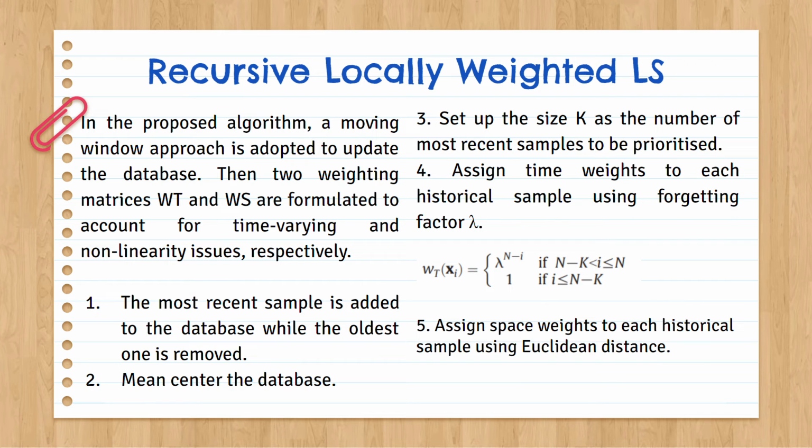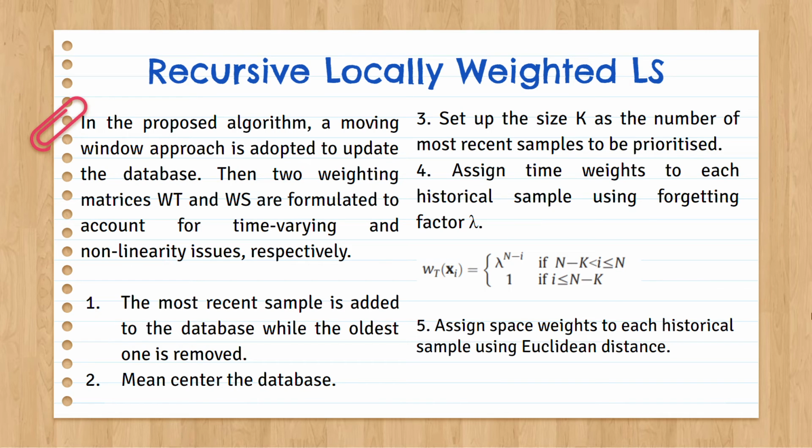Recursive locally weighted least squares. In the proposed algorithm, a moving window approach is adopted to update the database. The two weighing matrices Wt and Ws are formulated to account for time varying and nonlinearity issues respectively. The most recent sample is added to the database while the oldest one is removed. Means enter the database. Set up the size k as the number of most recently samples to be prioritized. Assign time weights to each historical sample by forgetting factor lambda.